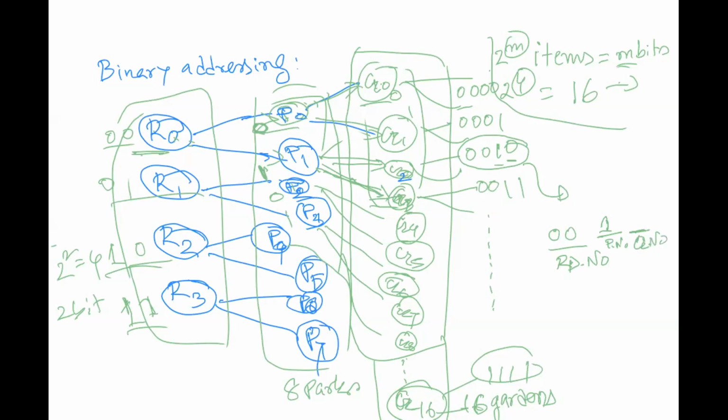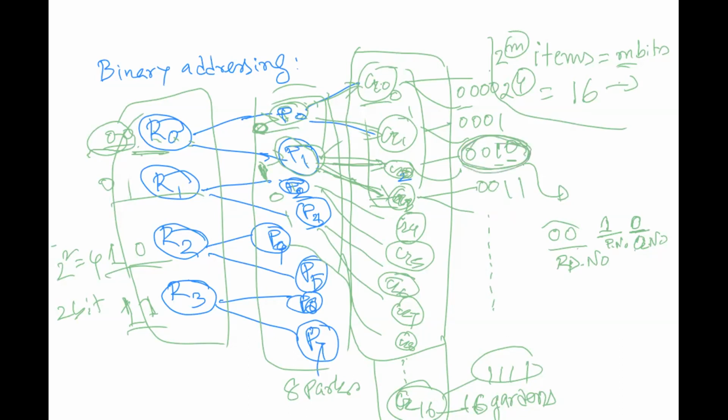So if I interpret 0 0 1 0, the 2 bits are the road number, the 3rd bit is for the park number, and the last bit is for the garden number. So 0 0 means road number 0, and then park number 1 means park number 1. This is park 0, this is park 1, so it goes to park number 1, and then garden number 0. This is garden 0, this is garden 1 for park 1, and 0 means that you will get this garden.